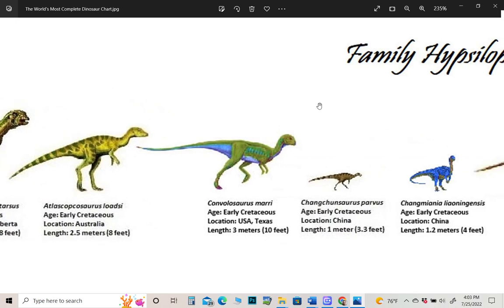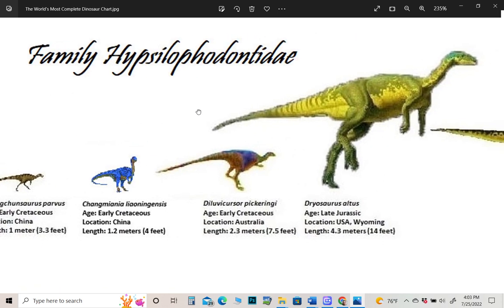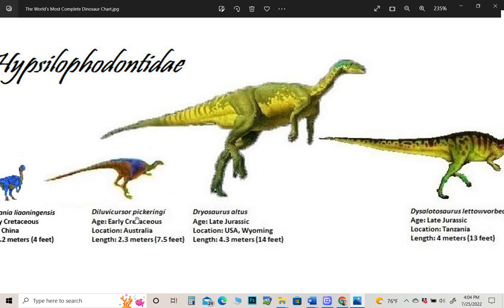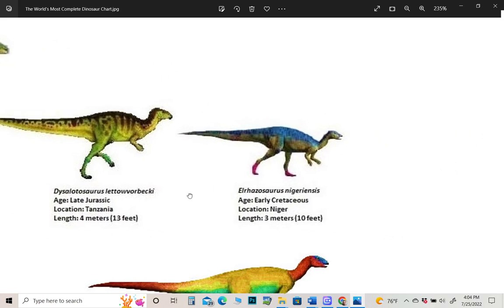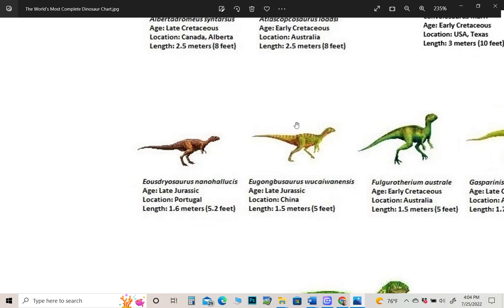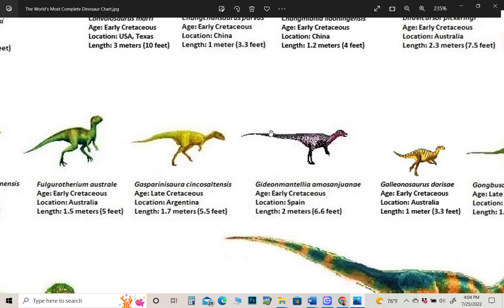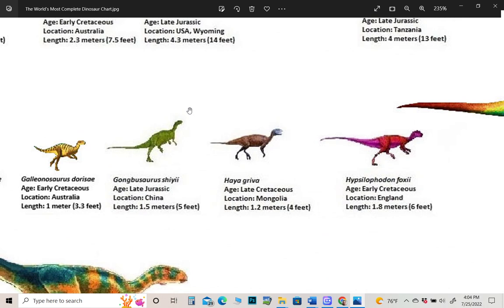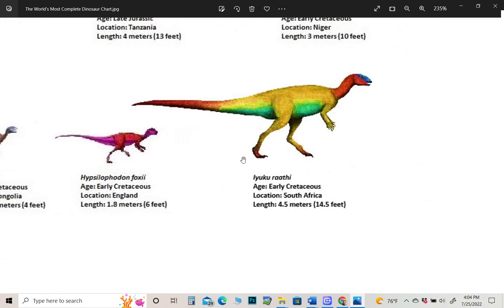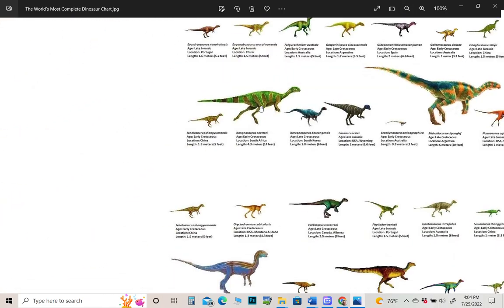Albertodromius, Atlascoposaurus, Convolusaurus, Changchunsaurus, Changmiania, Diluvicursor, or Flood Runner, from Australia. Dryas, I think it was a couple of years ago they found that one. Dryosaurus, Dicyllotosaurus, Earlhazosaurus, Eos Dryosaurus, Eugongbusaurus, Hogotherium, Gasparinosaura, Gideon Mantelia, Galleonosaurus, Gongbusaurus, Haya, Hypsilophodon, and then Ayuku, which they just discovered recently. That was literally the last week they found that one, so this is a very recent update.